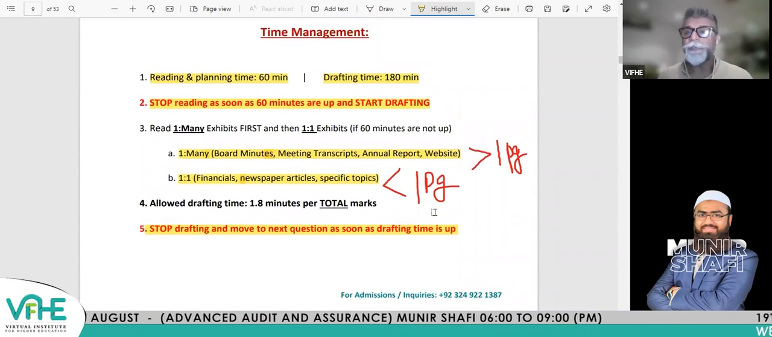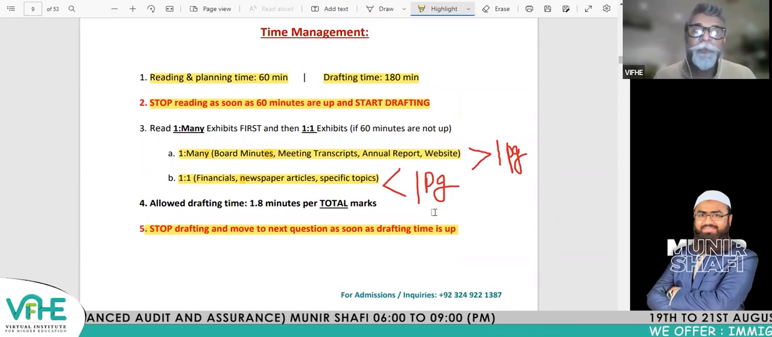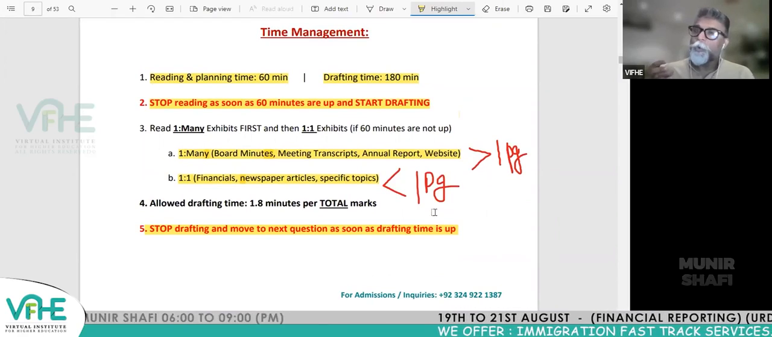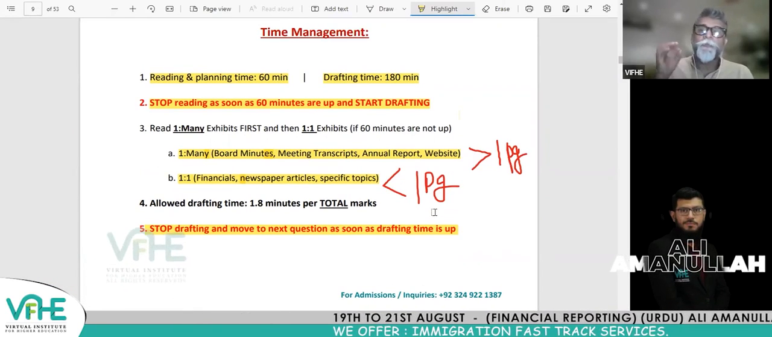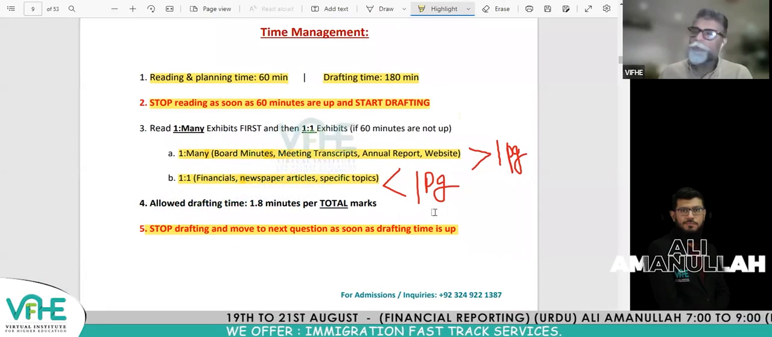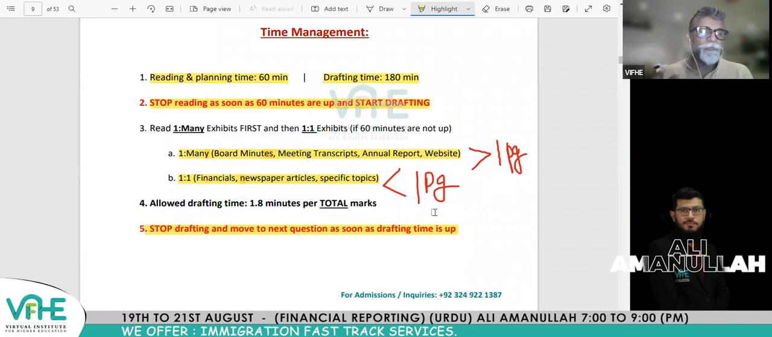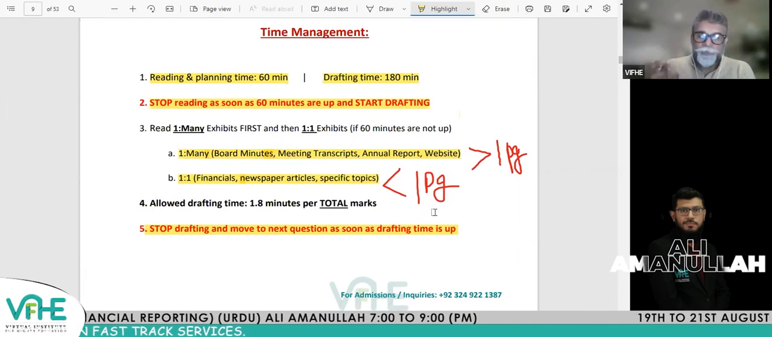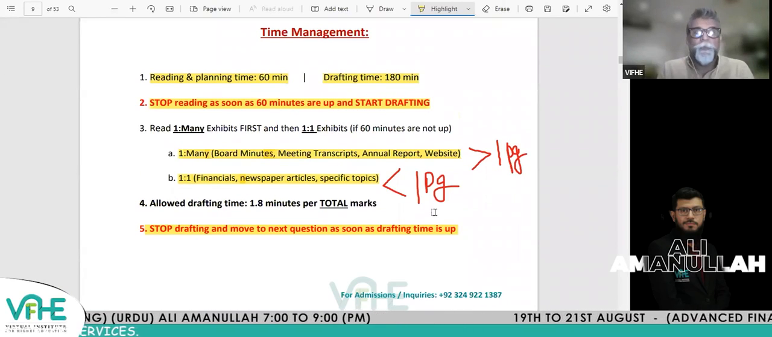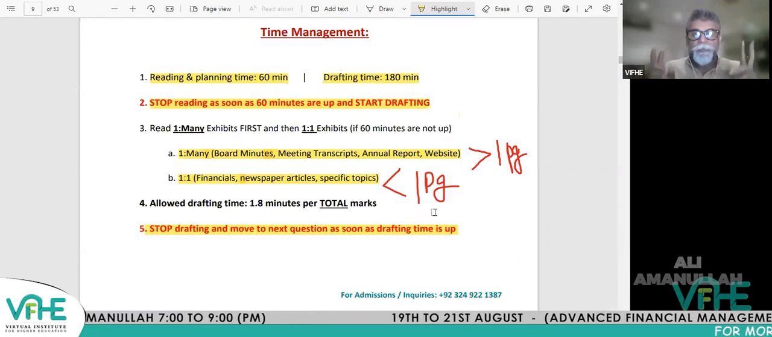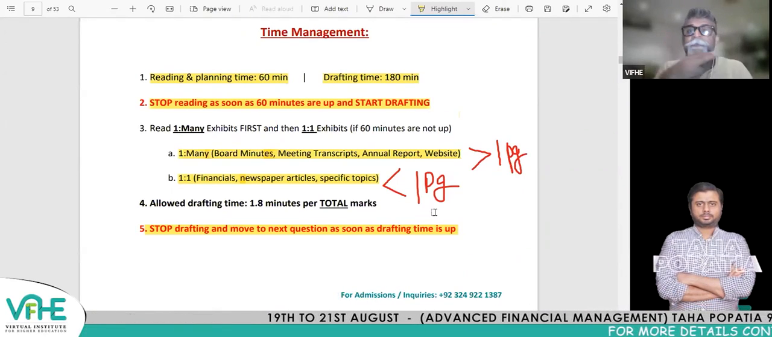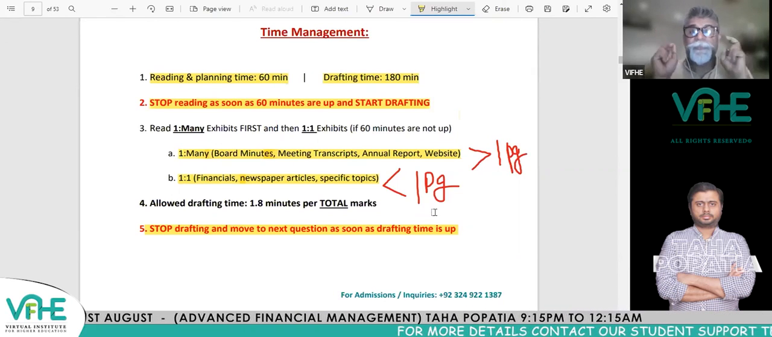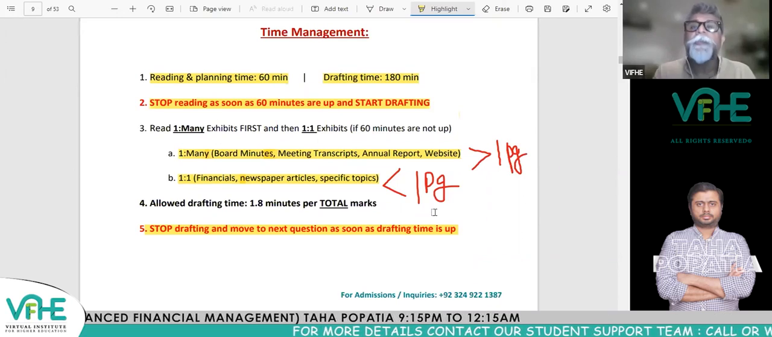Now, if you remember yesterday, the majority of students fail SBL because they tend to overspend the time on one particular question. For whatever reason, they overspend time on one particular question. Mostly it is question number 1, but it can be any question. The word overspend the time will kill you.